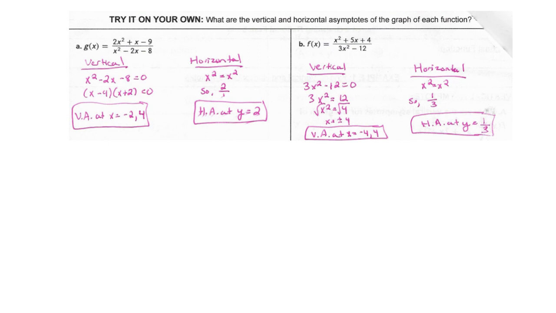All right, so here are your solutions. We went over A together. For B, the vertical you set equal to 0. Solve for x, you get plus or minus 4, so x equals negative 4 and x equals 4 are your vertical asymptotes. Horizontal, again, they're the same degree, so it's the ratio of 1x squared over 3x squared, so it's 1 over 3. So your horizontal asymptote is y equals 1/3.